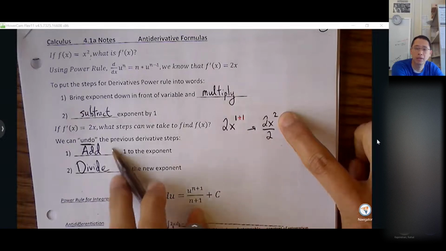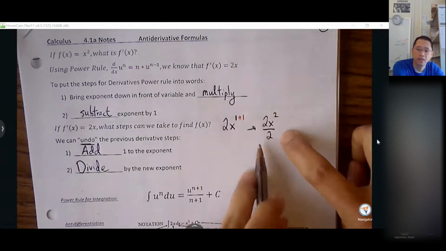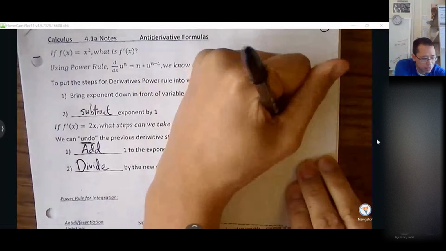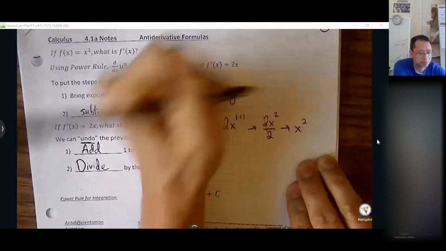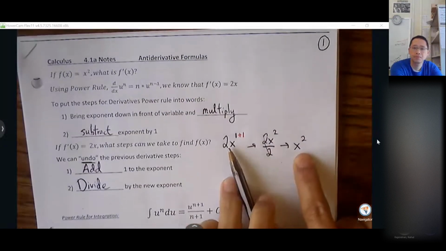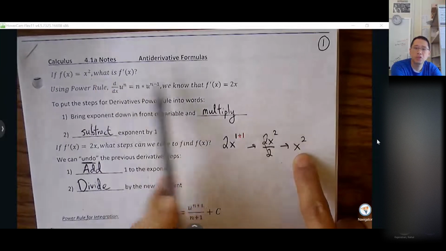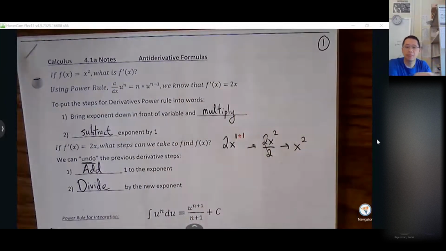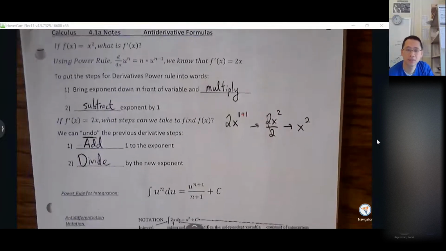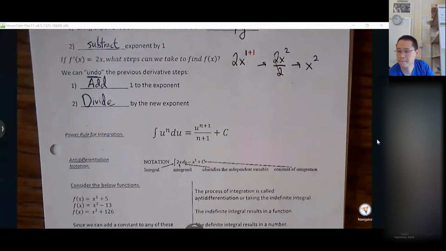We took care of 2 operations. We added and we divided. You get the 2's to cancel out, and you're left with x squared. All right, so we're just undoing the process that we did from first semester, and we're going to call that process power rule for integrals.